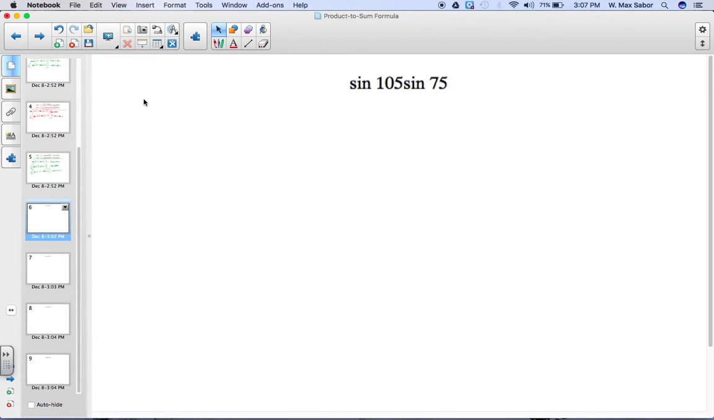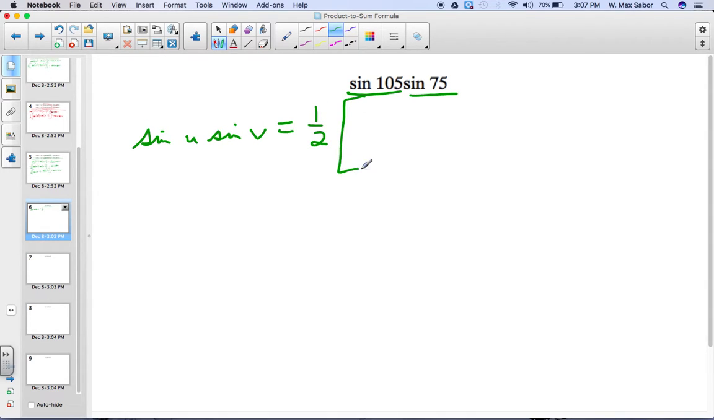Let's apply the product to sum formula. So we have a product of two sine functions. The formula that we're going to apply is sine of u times sine of v equals 1/2 times the cosine of the difference minus the cosine of the sum.